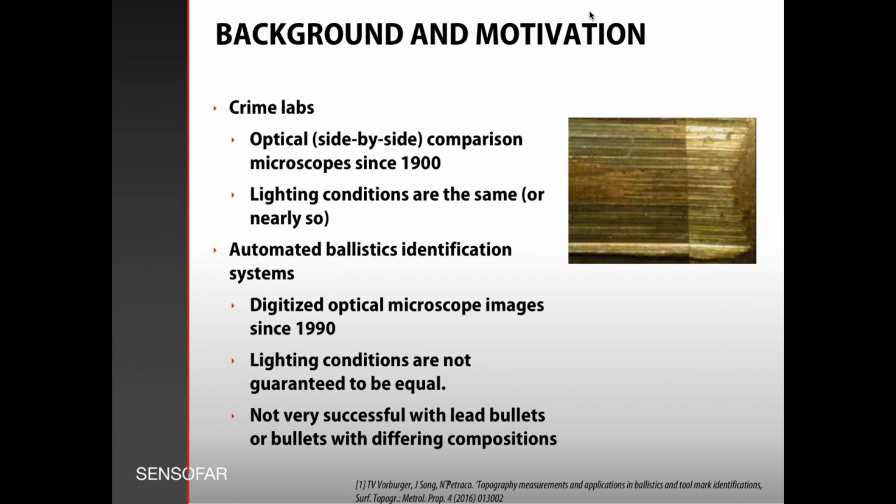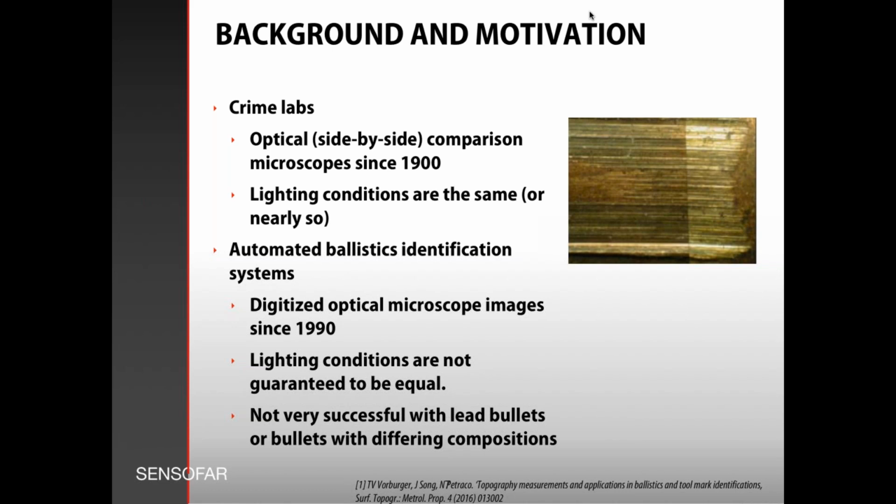Today, crime labs face this task to do firearms identifications with the common tool that is the optical side-by-side comparison microscope. This kind of tool was developed first in the beginning of the 20th century, in 190-something. And in this situation, the trained experts are really performing well. One of the key points for being able to do the firearm identification just by using side-by-side image comparison is that the lighting conditions are guaranteed to be almost the same for the two bullets under comparison.